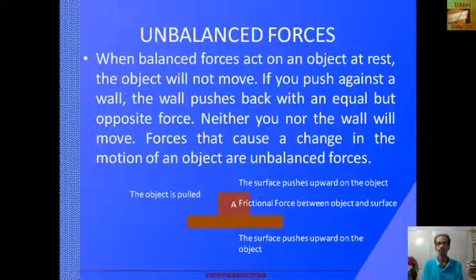In this figure, the object is pulled across the surface. The surface exerts a frictional force in the opposite direction. The object will be in a state of rest as long as the net force is zero. But when the net force becomes greater than zero, it will move in the direction in which it is pulled. That is, when the forces become unbalanced, the state of motion of the object changes.